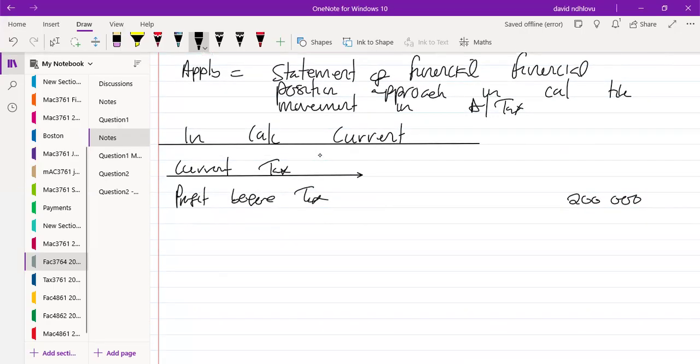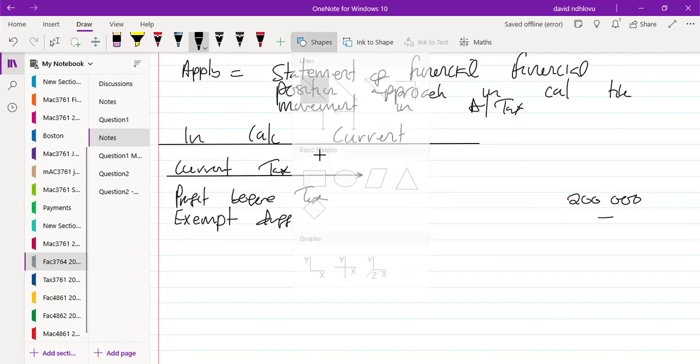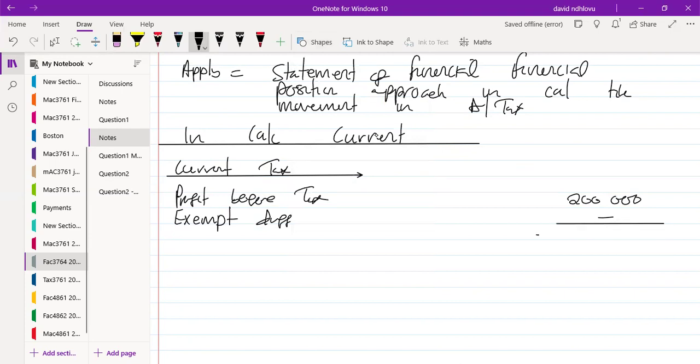Then you go to the question, you then check exempt differences. In this example, with none, you will have a figure remaining, 200,000 here. Once you have that particular amount, then you proceed now to the temporary differences. So this is called here taxable income, before temporary differences.